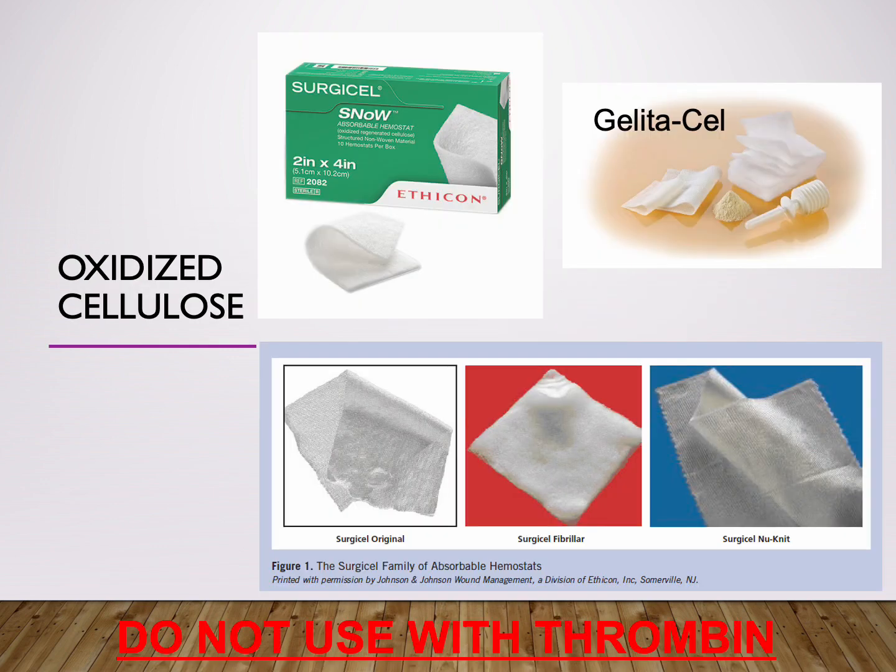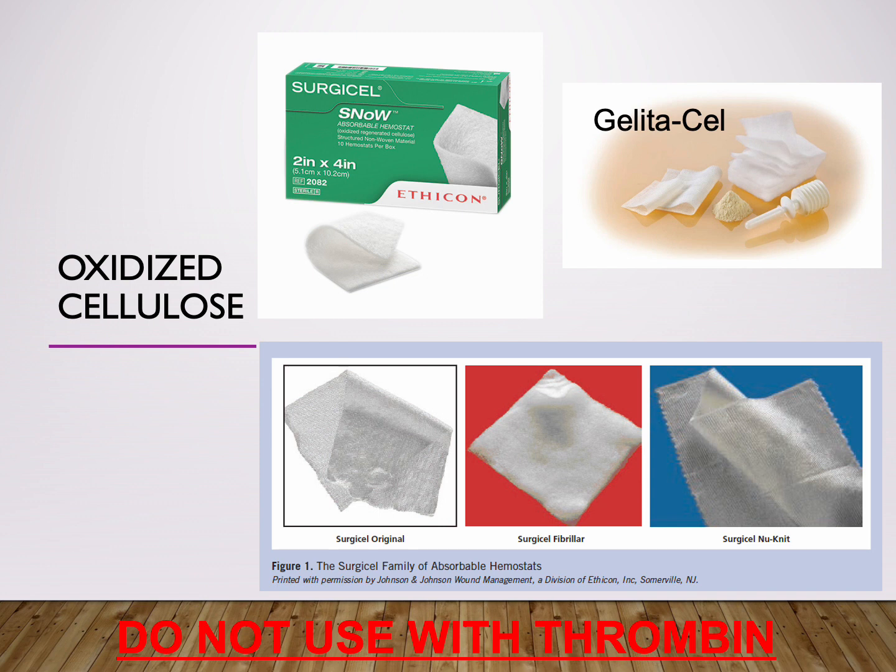So some examples of oxidized cellulose are surgical gauze, surgical nu-knit, Surgicel Fibrillar, and Surgicel Snow. And all of these are available in a variety of fun sizes. It's also important to note that Surgicel has antimicrobial properties, and it's fairly effective against a variety of gram-positive and gram-negative bacteria. However, ORC has a low pH, and because of this, we don't want to use it with any agent containing bovine or human thrombin.